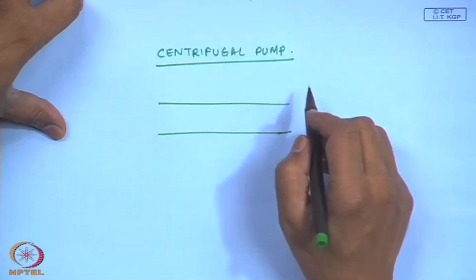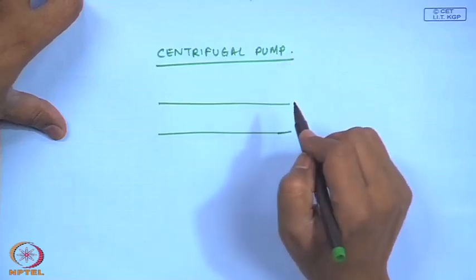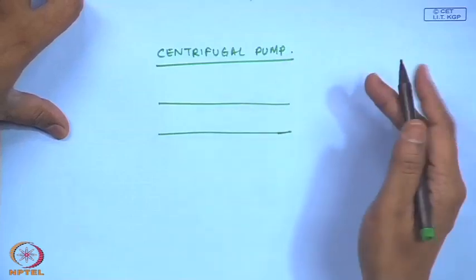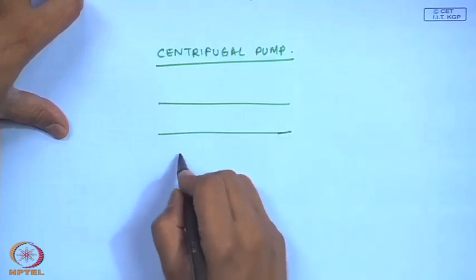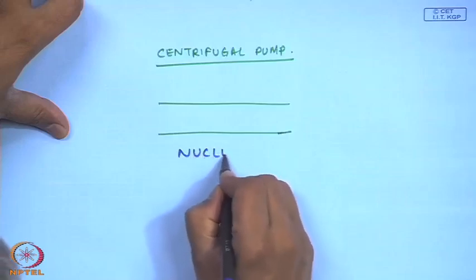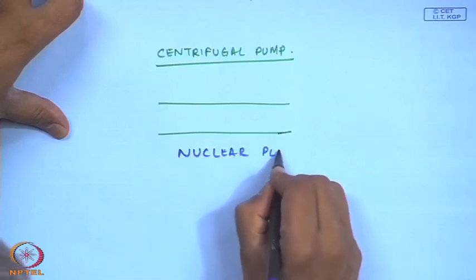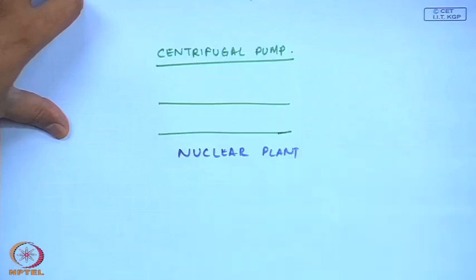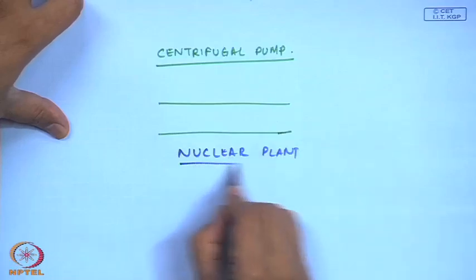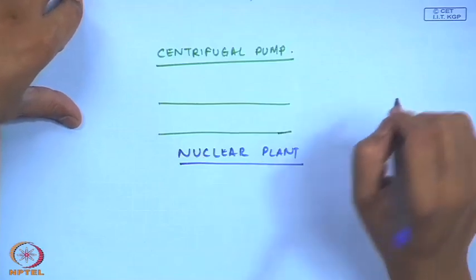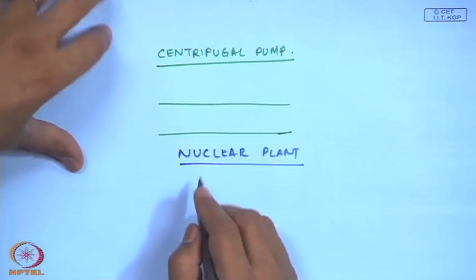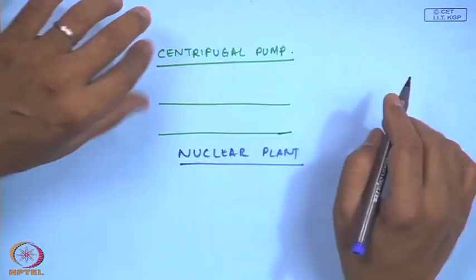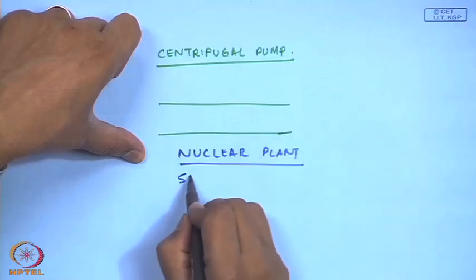So, these pumps can have defects, and then how do we rectify them? Another important application is in nuclear plants. Think of a nuclear plant. How do I monitor the health of such machines or such pumps? So, this is what we are going to focus on: the nuclear plants, and then submersible pumps.